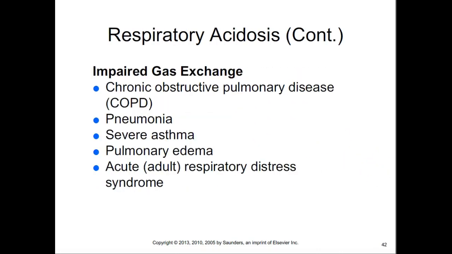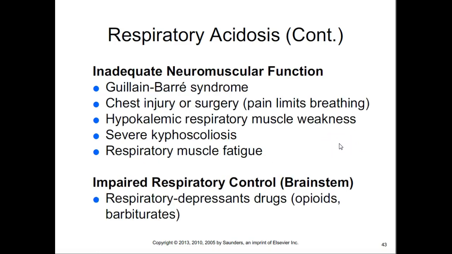All right, so impaired gas exchange is going to be seen in people with chronic obstructive pulmonary disease, pneumonia, severe asthma, pulmonary edema, and acute or adult respiratory distress syndrome. Some people will call it acute, some people will call it adult. Inadequate neuromuscular function might be seen in Guillain-Barré. Remember, Guillain-Barré is that ascending type of paralysis, usually due to antibodies, right? It's an autoimmune disorder. Chest injury or surgery, especially if pain limits breathing.